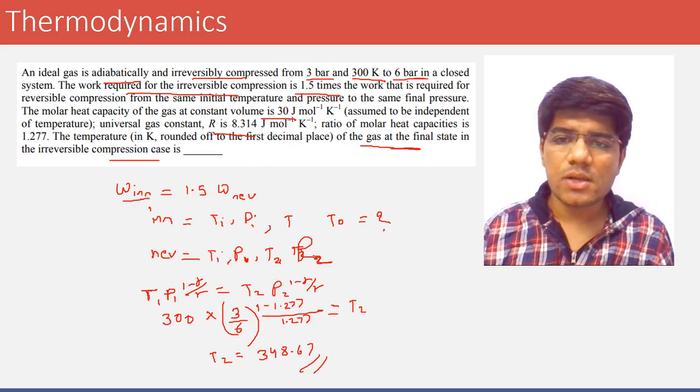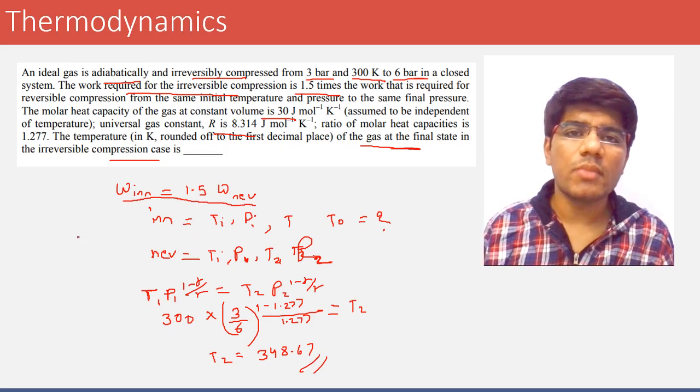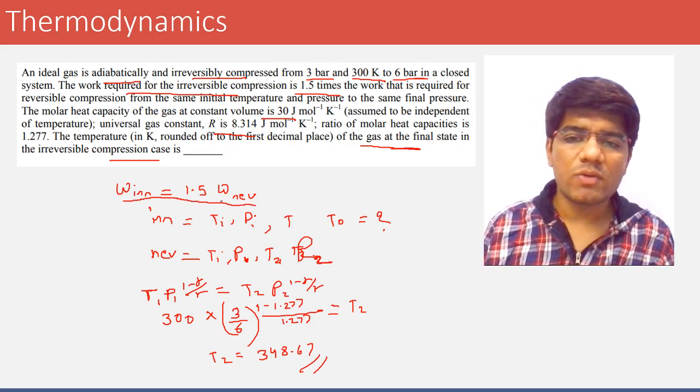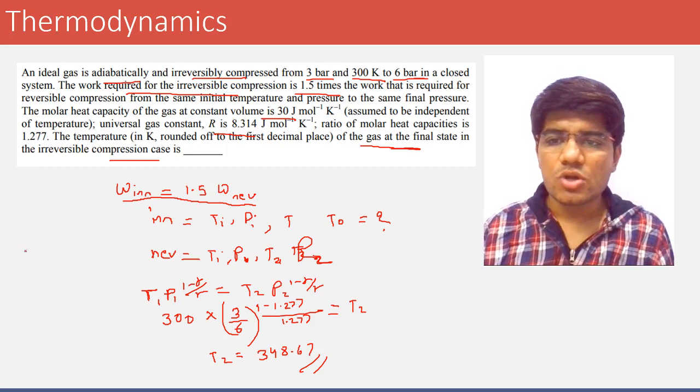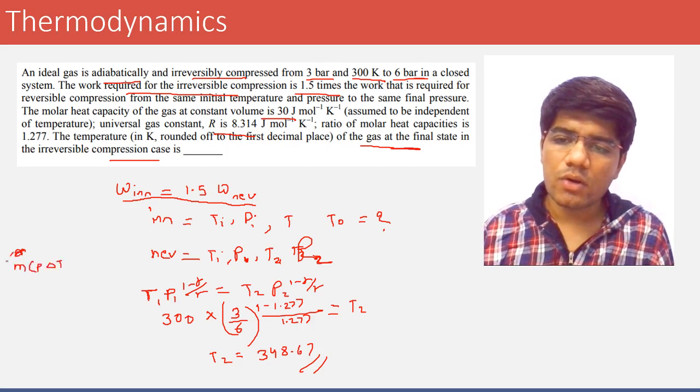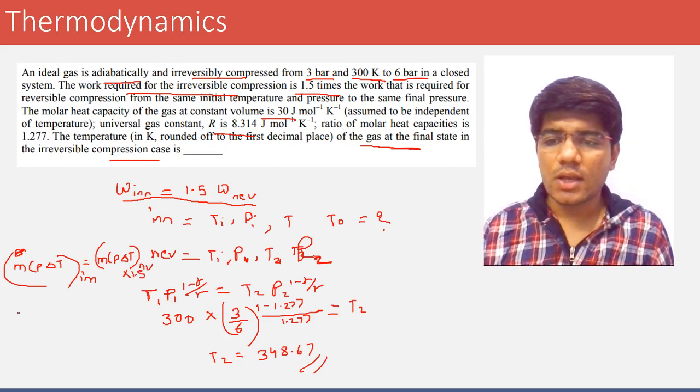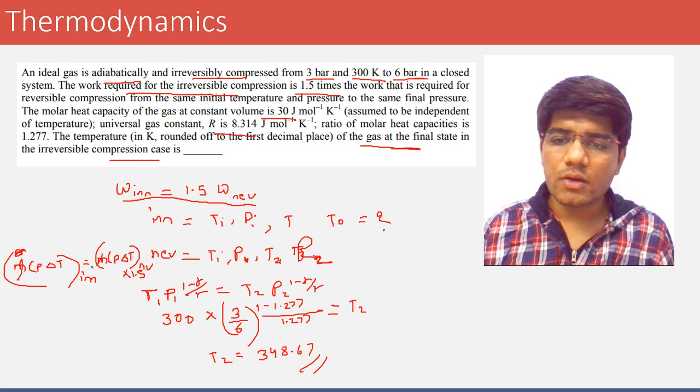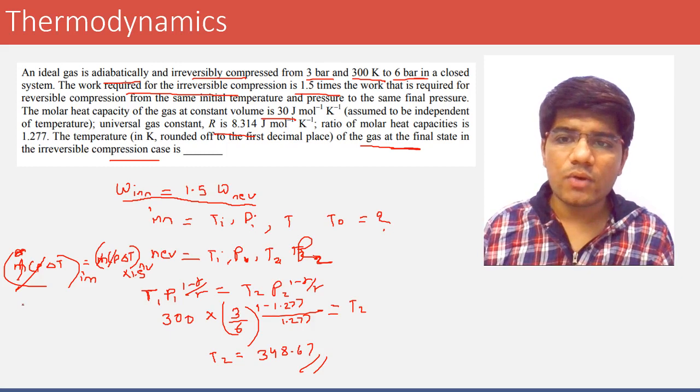Now the work done by irreversible compression is equal to 1.5 times the work done by reversible compression. So the work done by irreversible compression will be equal to mCp delta T for irreversible compression, equal to mCp delta T for reversible compression into 1.5. Here m is 1, so m and Cp will cancel. So we are left with delta T for irreversible compression.